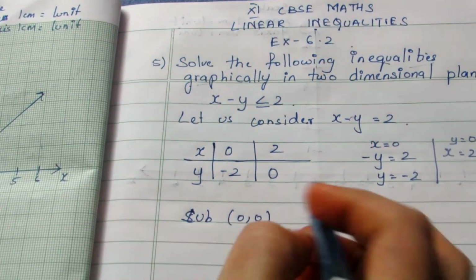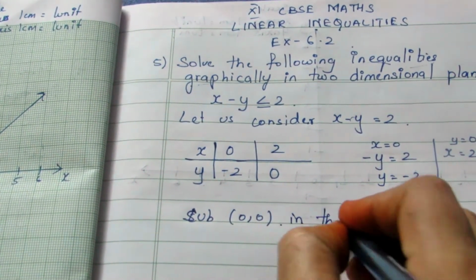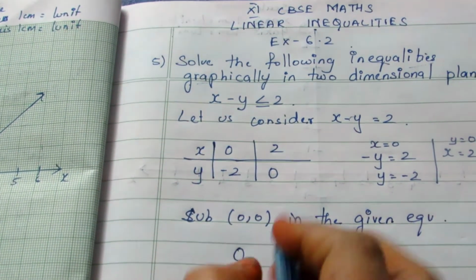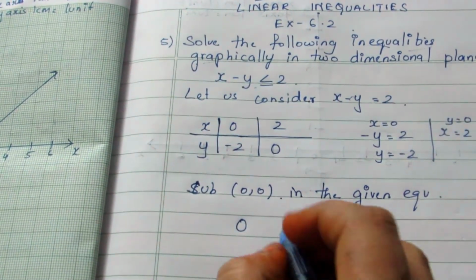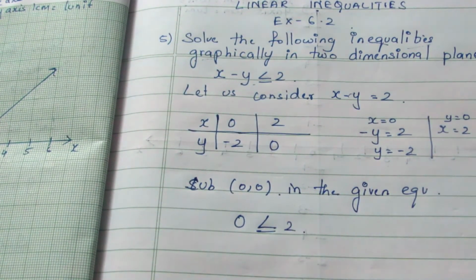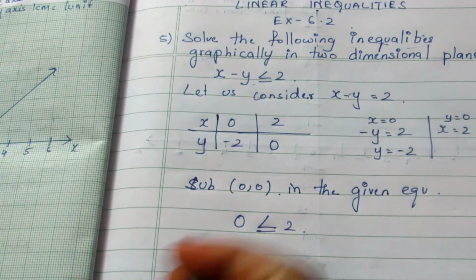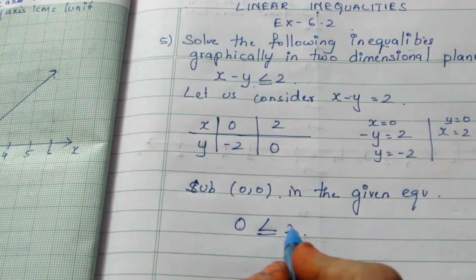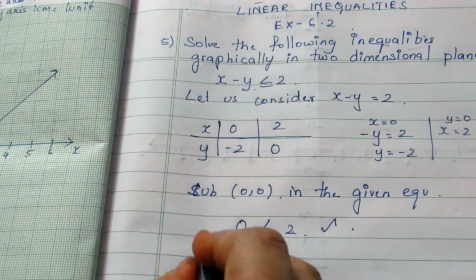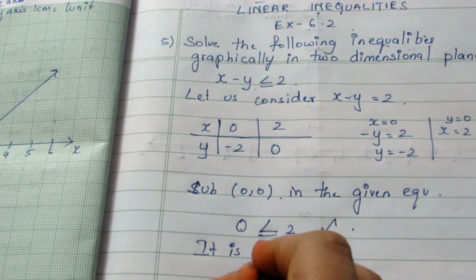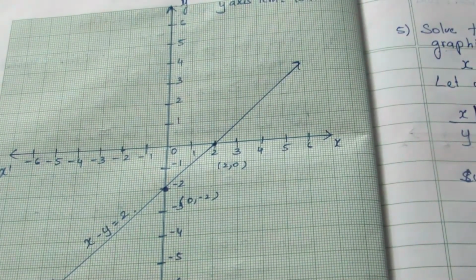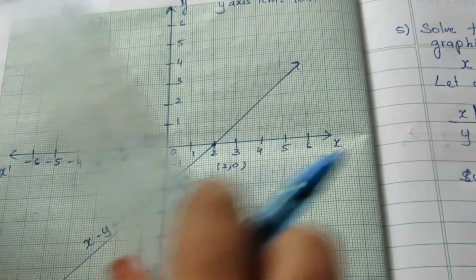Substitute 0 comma 0 in the given inequality. 0 minus 0 will become 0. 0 is less than or equal to 2. Always see the greater symbol or the lesser symbol. 0 is less than 2 is the correct statement, so it is true. Therefore, you need to draw a shading portion towards 0 comma 0.